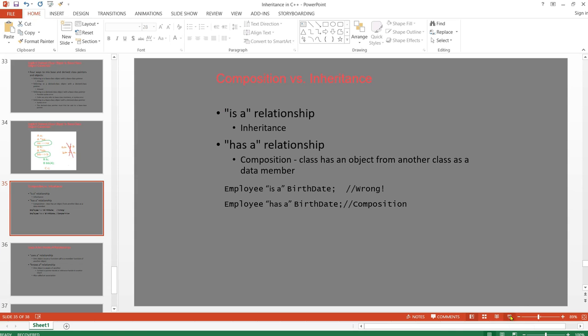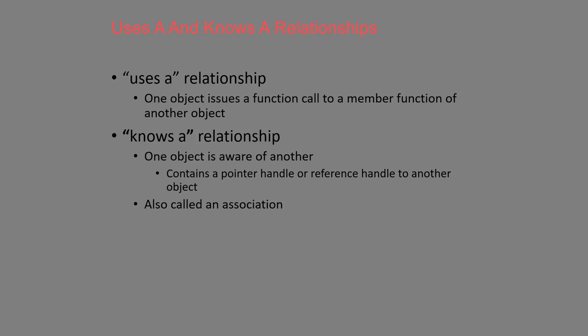Then we have the "uses a" relation: one object issues a function call to a member function of another object. And the "knows a" relationship: one object is aware of another object, what it is doing and what data it has. It contains a pointer handler or reference handler to another object, also called an association.